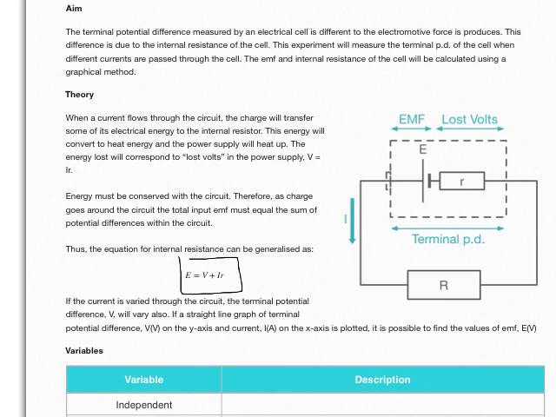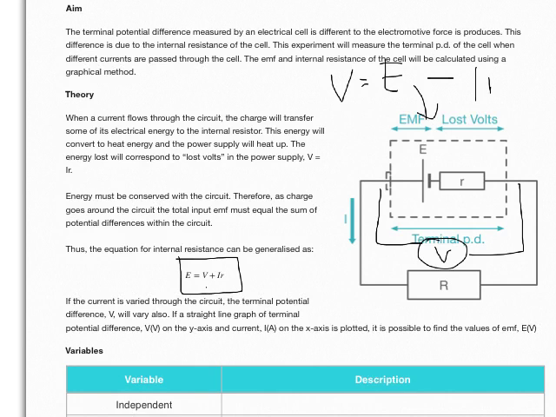EMF equals the voltage, and in this case we're talking about the terminal PD. So this is our V. I like to do it this way, it just makes more sense. That terminal PD will be equal to the energy coming in, the EMF, minus the energy lost across the internal resistance. And if we rearrange that, it looks like this.